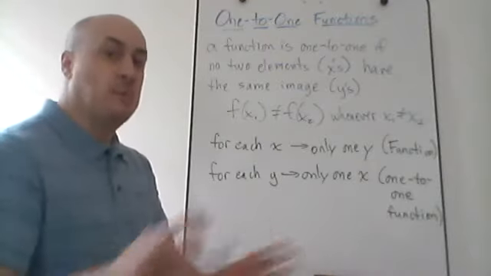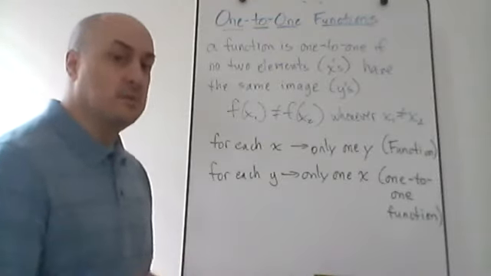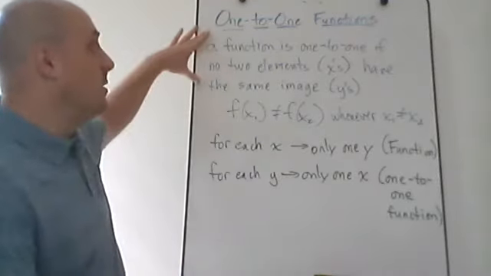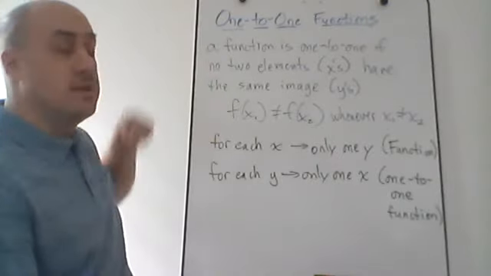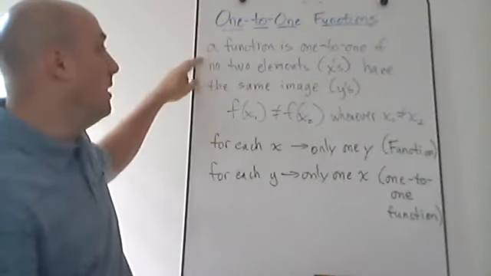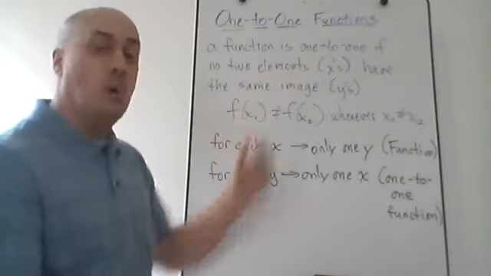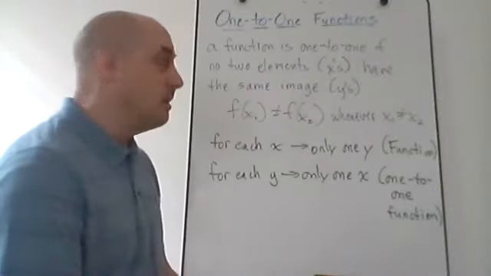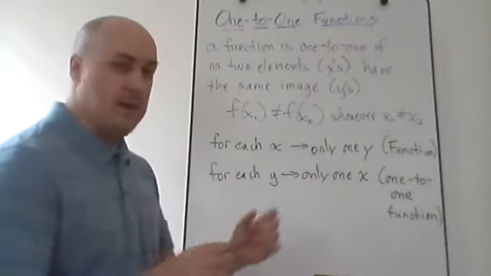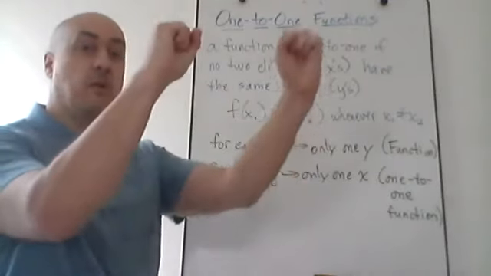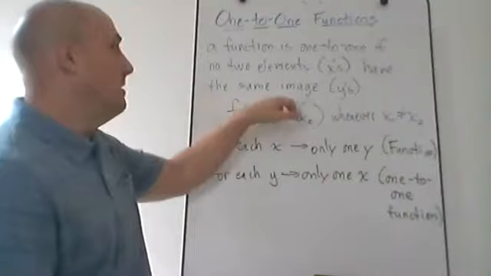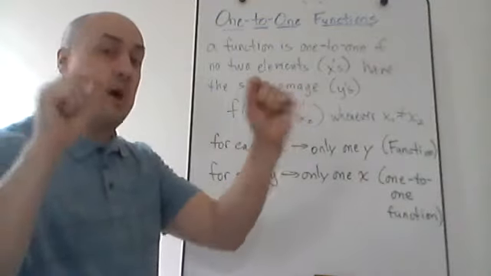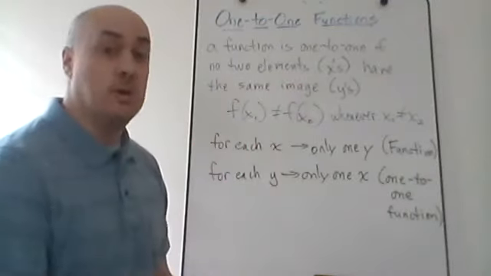But we'll get to that when we talk about inverse functions, which will be one of the videos that I do soon. But here, the definition of a one-to-one function: a function is one-to-one if no two elements, or x's, have the same image or y value. Right? So no two x values. If I have two different x values, they can't both have the same y value. If two different x's have the same y value, then the function is not one-to-one.